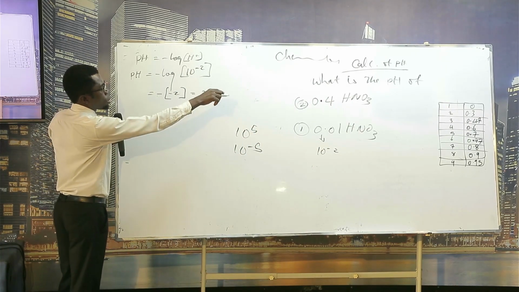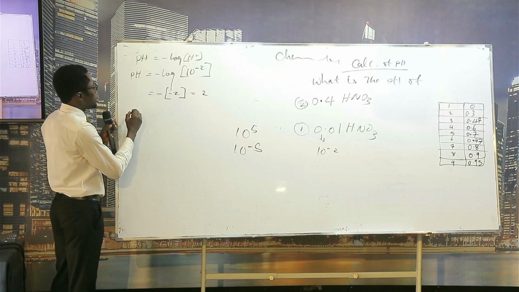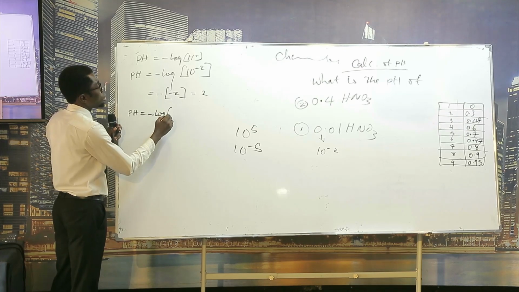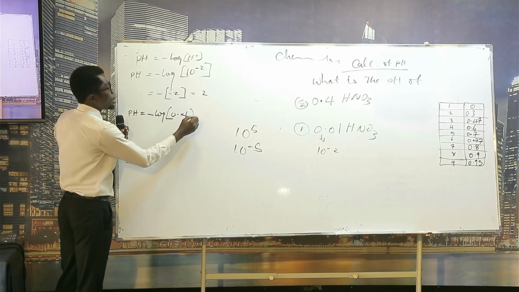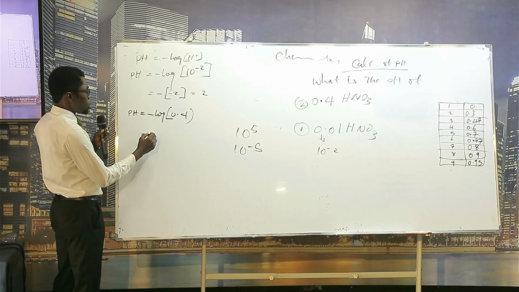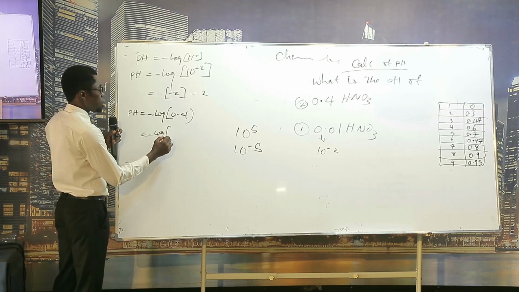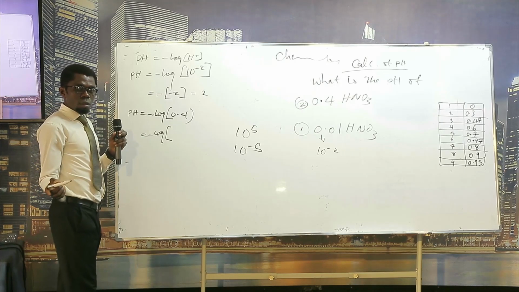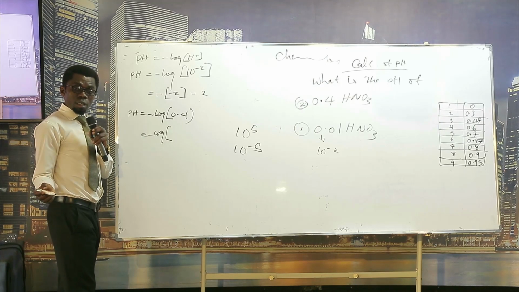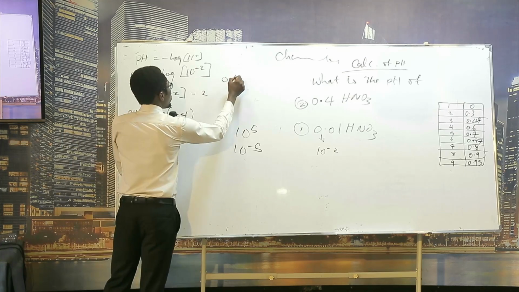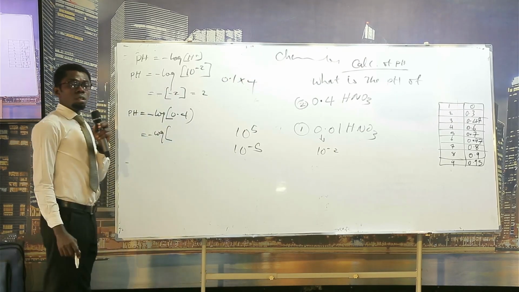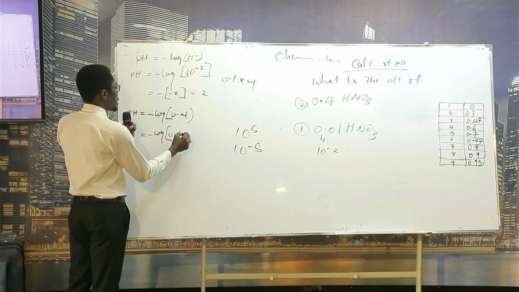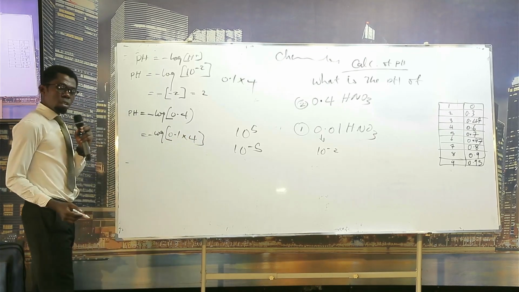We are done with number 1. What of number 2? Number 2, same thing. Our pH is equal to minus log 0.4, yeah? Which is equal to minus log 4. You split it up, yeah? Because this is something like 0.1 times 4. I hope you know. It's the same thing. And I have 0.1 times what? 4.